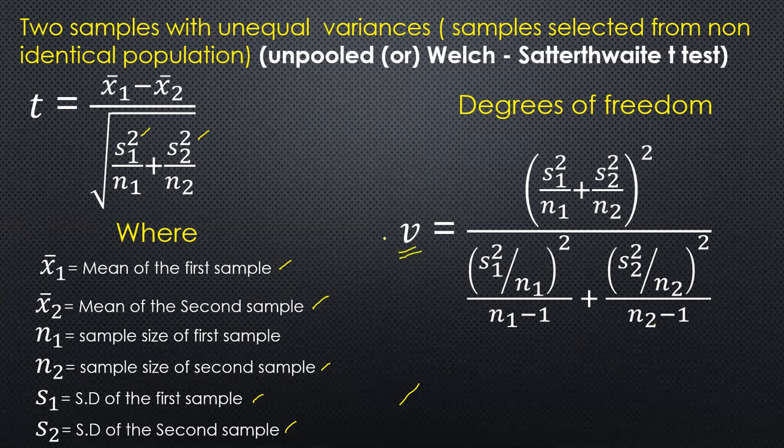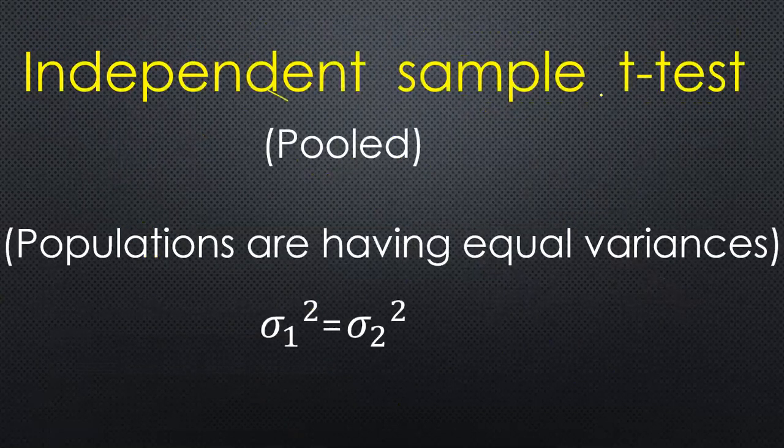So in this particular video, we are going to see only the pooled t-test. We are going to omit the unpooled t-test. We'll be doing a separate video for how to find the unpooled t-test. Now we'll move on to an example for the independent sample t-test, pooled t-test.